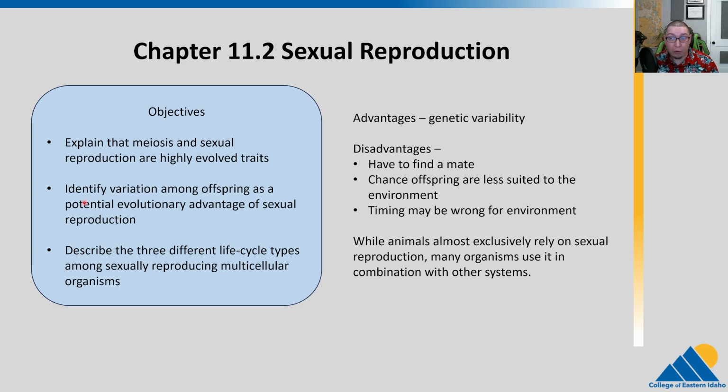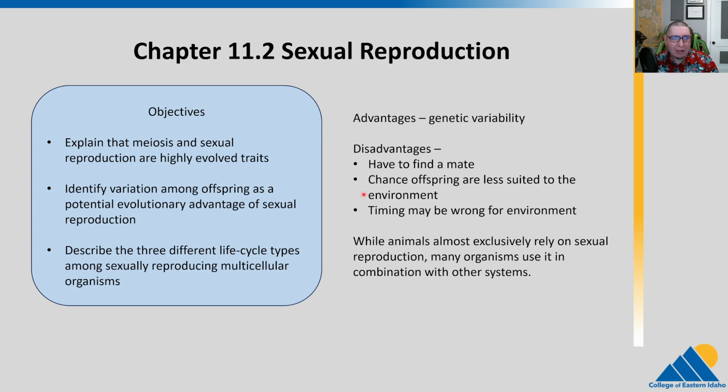Not all organisms do it, so it clearly isn't the only solution, but it is one, and it's pretty successful. And then we'll talk about three different types of life cycles. We'll talk about the human animal life cycle, we'll talk about plants, and a little bit about fungi for some sexually reproducing multicellular organisms. There are, of course, sexually reproducing single-celled organisms as well, but they have even more complicated sexual stages that are quite interesting. If you want to take microbiology, we talk about those.